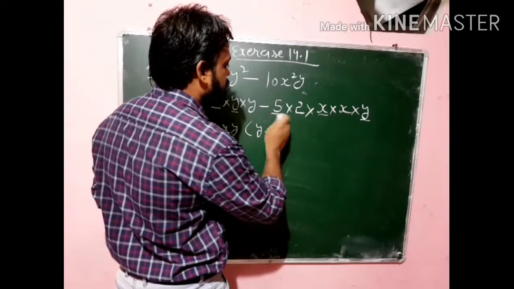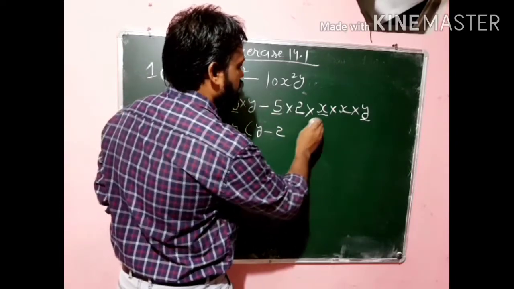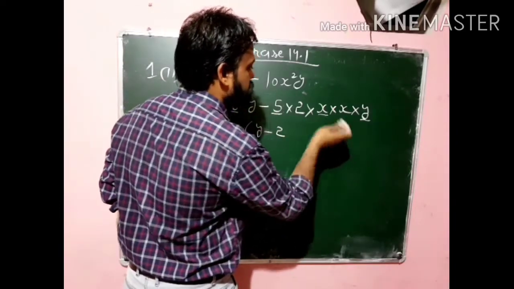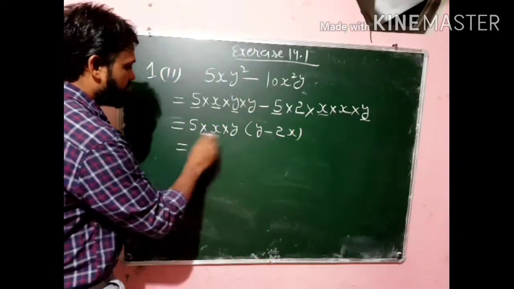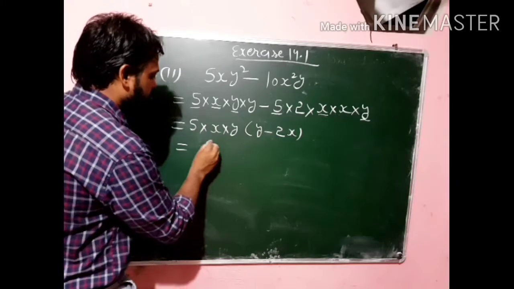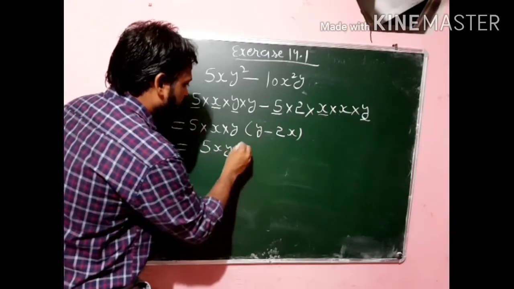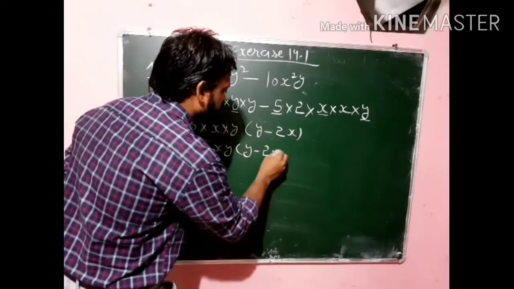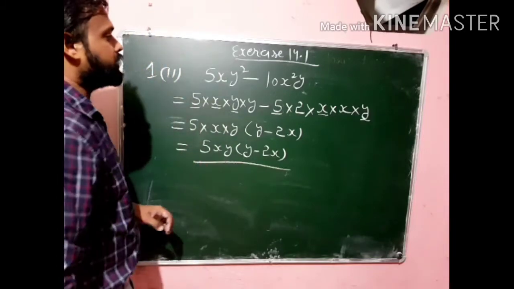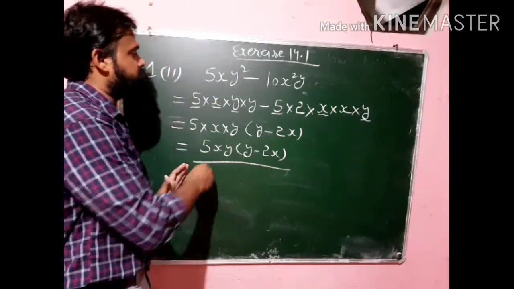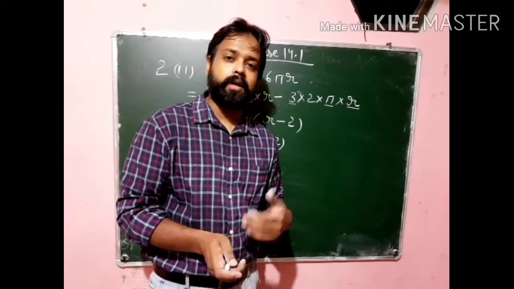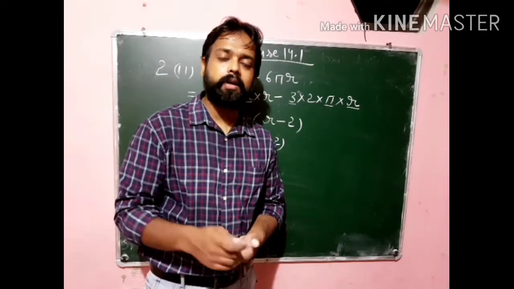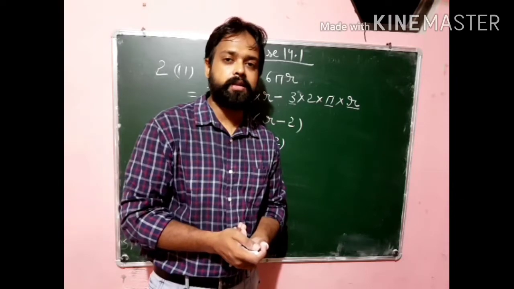So 5 we had already taken outside, here is 2, and then x and y also we have taken common, so only x is left here. Now multiply this 5 into x into y, it will become 5xy into y minus 2x. So this is the answer, which means these are the factors of the algebraic expression. Now see the second part. Why am I not solving the first part? You have to try by yourself. It is a very easy sum.